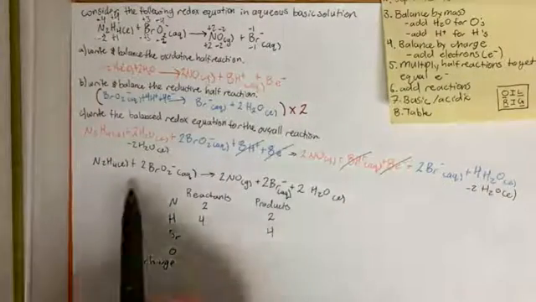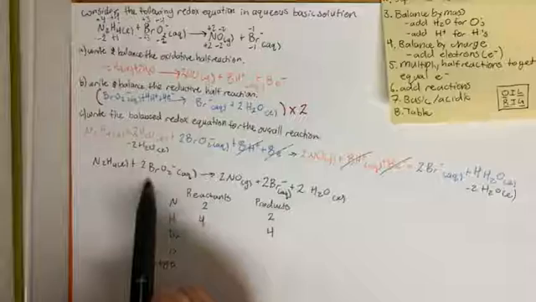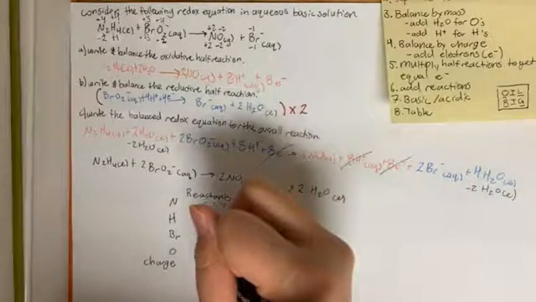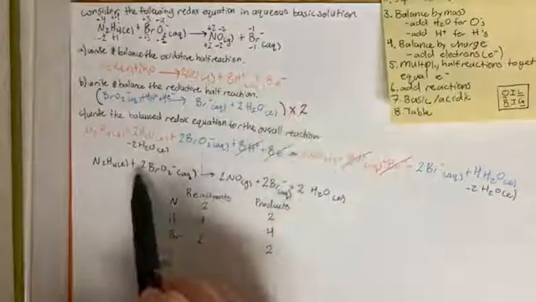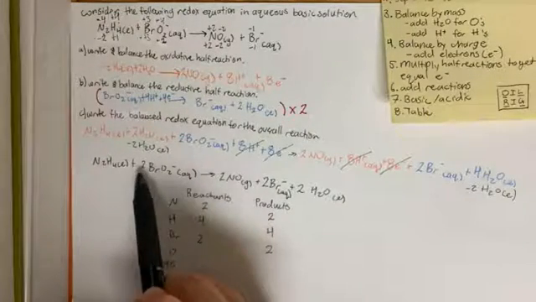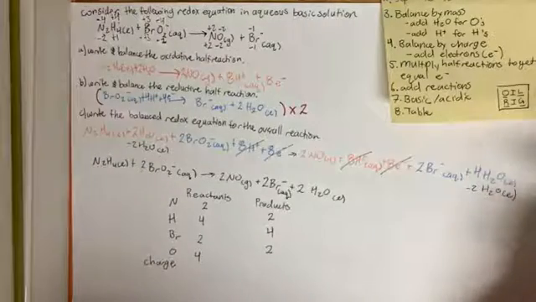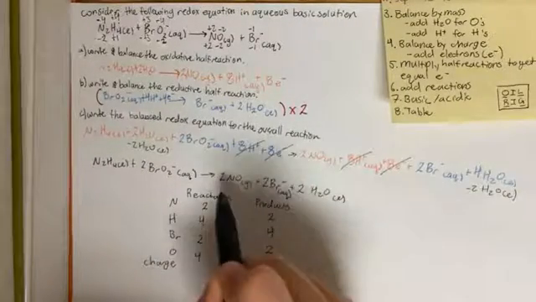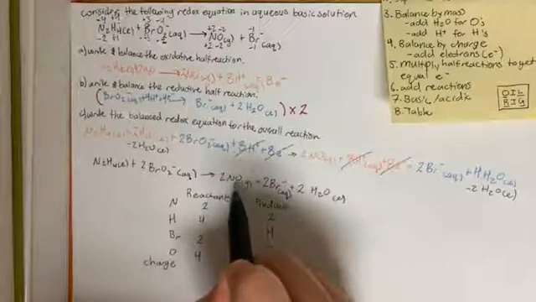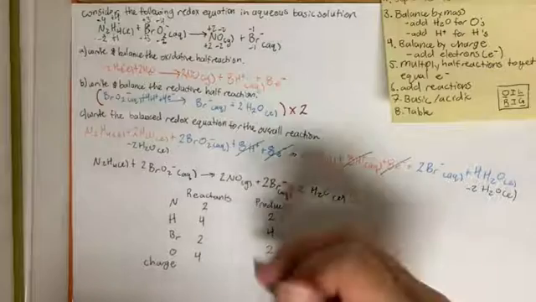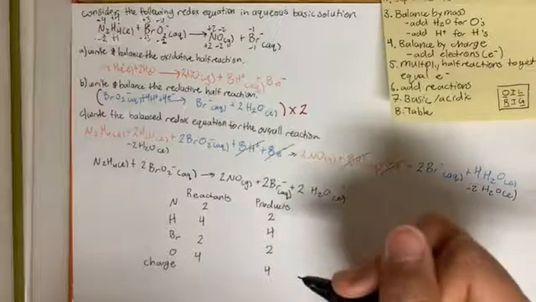For bromine, we have 2 bromines in the reactants and 2 bromines in the products. In oxygen, we have 4 here because 2 times 2 gives us 4. And 4 as well because we have 2 of the NOs and 2 of the H2Os. So if we combine these two, we also have a total of 4 oxygens.